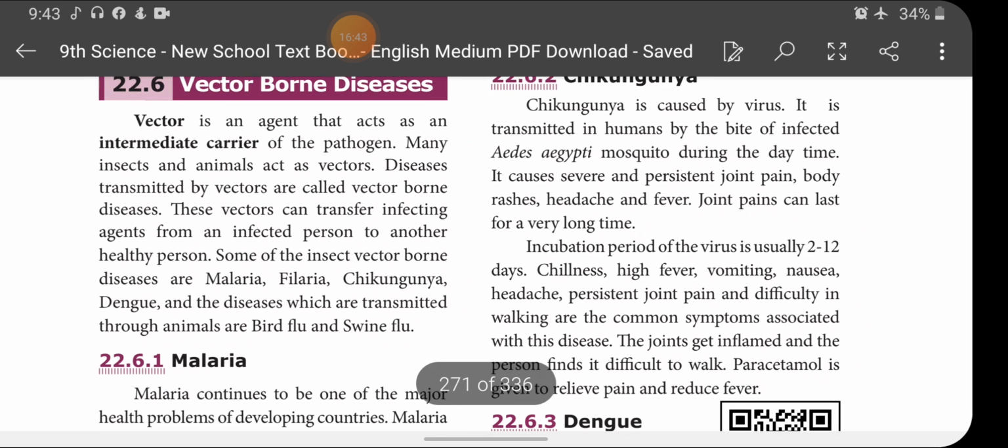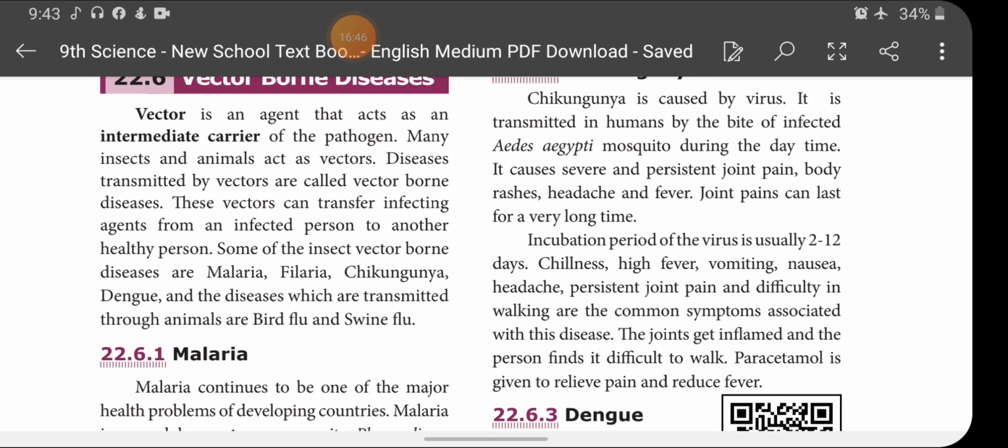Many insects and animals act as vectors. Diseases transmitted by vectors are called vector-borne diseases. These vectors can transfer infecting agents from an infected person to another healthy person. Some of the insect vector-borne diseases: malaria, filaria, chikungunya, dengue, and the diseases which are transmitted through animals or birds, bird flu and swine flu. So these are the various vector-borne diseases we have seen in human beings.